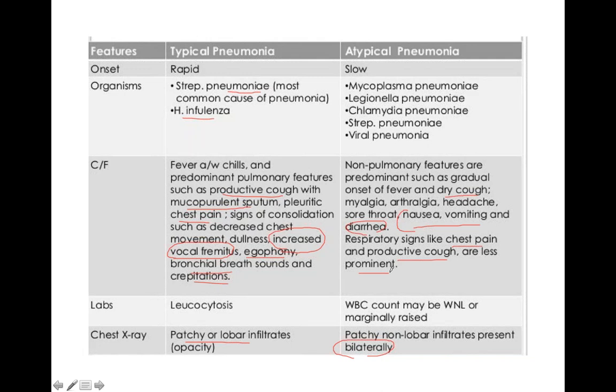This is important. In typical pneumonia, the patient will have high fever, chest pain, dyspnea, and productive sputum. In atypical pneumonia, the chest pain will not be there. The patient will have a mild fever, dyspnea, dry cough and no chest pain. So this is atypical pneumonia, and these are the causes.